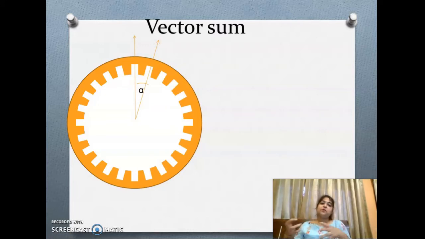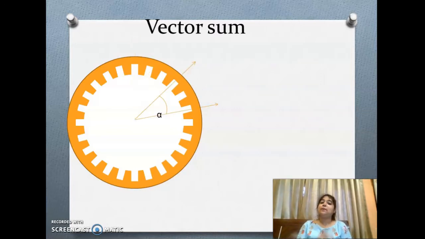So what is the difference between alpha and beta? Let me explain you. Beta is the angle between two adjacent slots always. Alpha is the angle by which it is shorted. Now it can be shorted by one slot, it can be shorted by two slots, it can be shorted by three slots, and so on. So depending upon how many slots it is shorted, alpha is decided. So here, when it is shorted by one slot, alpha is the same as beta, no doubt.